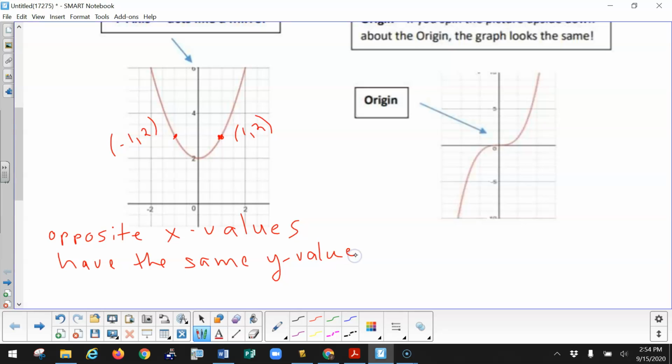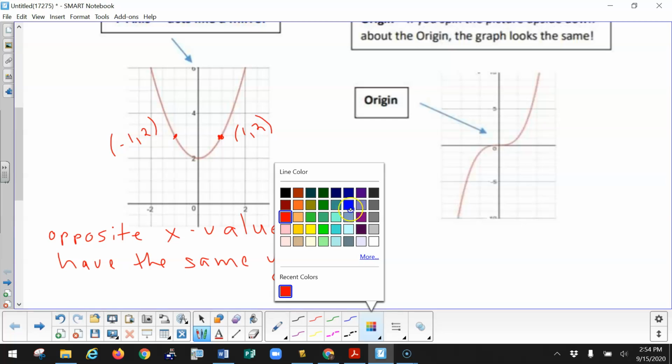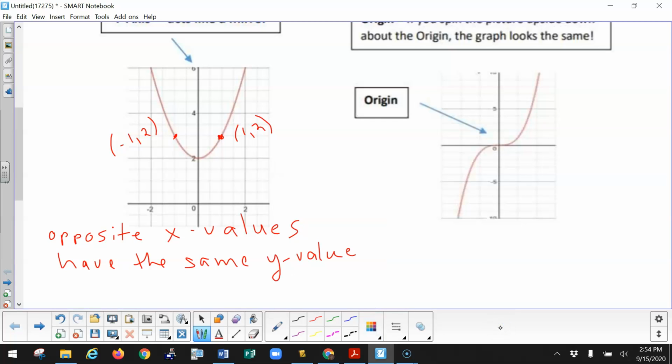And you should be able to pick any point off of that graph, and once you negate the x, you should have the same y. So looking at this point up here, this point is (4, 6). Then you should expect (-4, 6) to be on your graph, which it is.